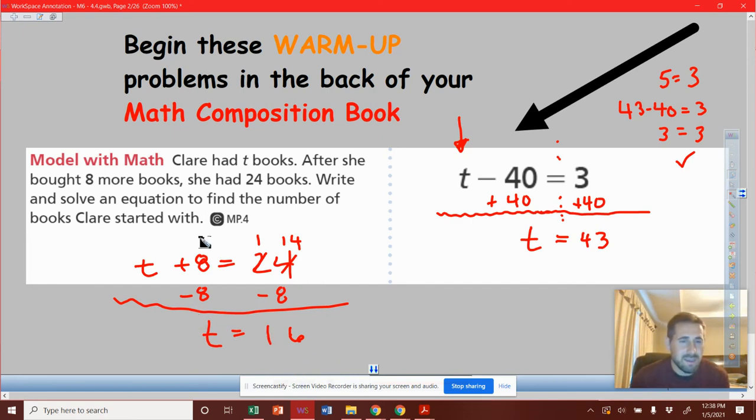Again, don't believe me. Plug it back into the original. 16 plus 8 better equal 24. And it does. So 24 equals 24. Check that one off. It's perfect.